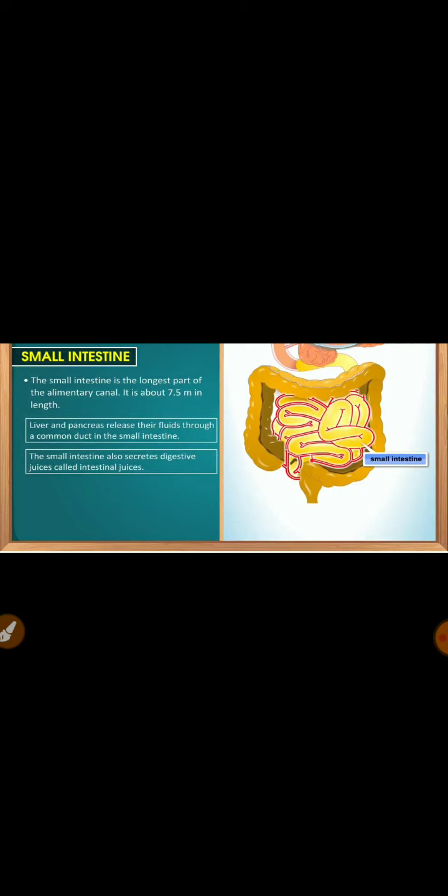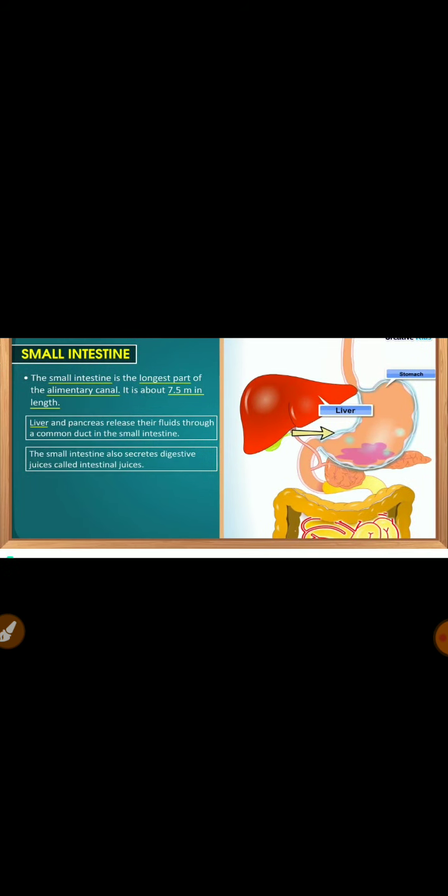Okay, so small intestine is the longest part of the alimentary canal, we can say, and liver and pancreas release their fluids through a common duct in the small intestine. और जो small intestinal juices भी secrete करती है जो कि digestion में help करते हैं. Okay, is it clear to you? This is the stomach, this is the liver.